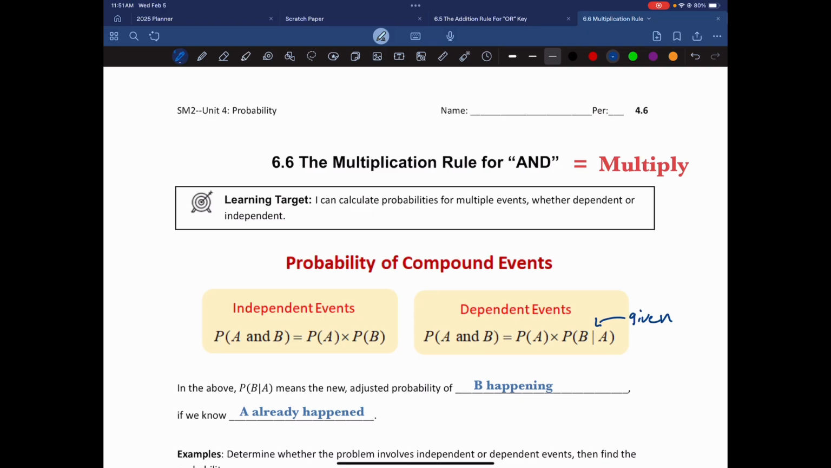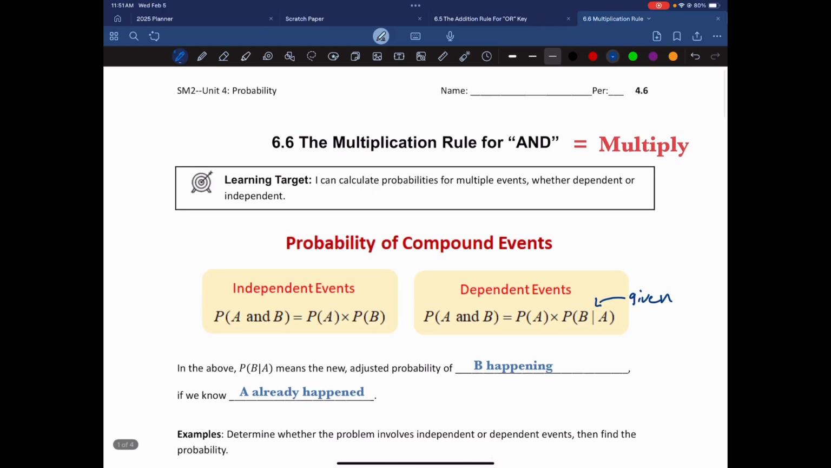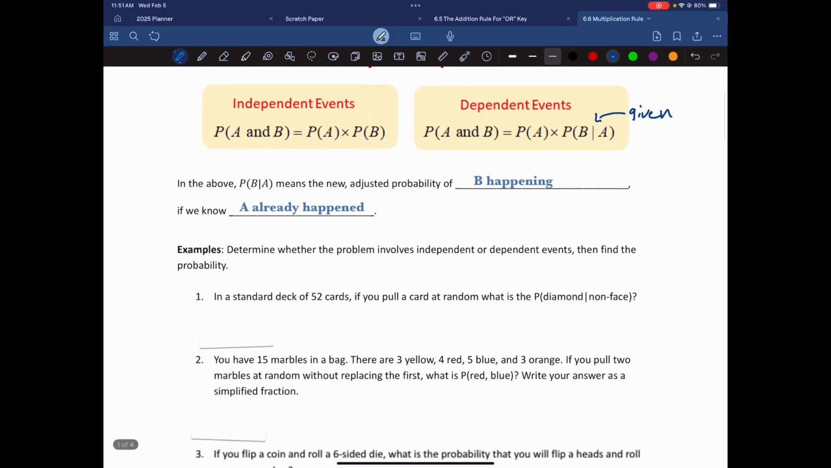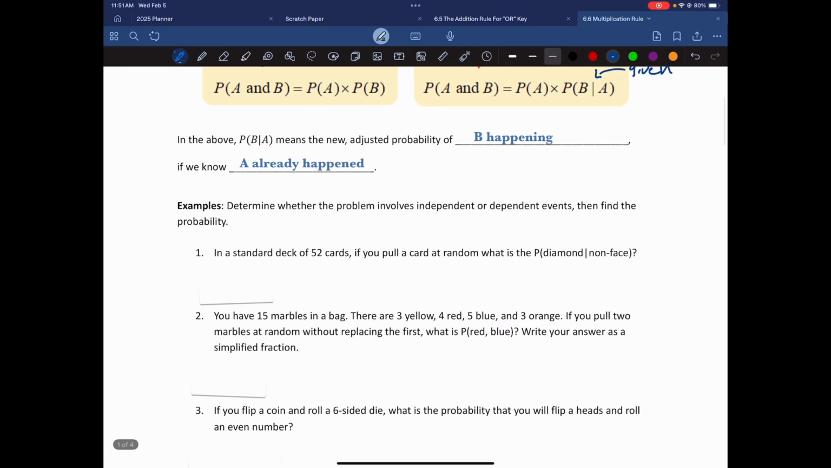So that's a lot of information thrown at you. Let's look at some examples and make some sense of this, okay? It says, determine whether the problem involves independent or dependent events, then find the probability. Example 1: in a standard deck of 52 cards, if you pull a random card, what is the probability of pulling a diamond given it's a non-face card?